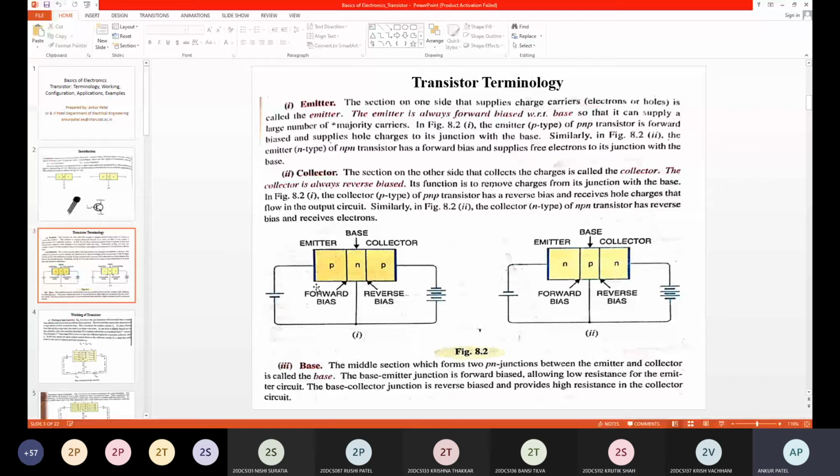Active mode means both circuits should be in forward bias. So in active mode, the transistor can act as an amplifier. That can strengthen the weak signal to a large signal. In active mode, both your input and output should be in forward bias. In saturation, one is forward, one is reverse, and in cutoff mode, both are in reverse bias. So accordingly, you can operate this transistor in active mode, saturation mode, and cutoff mode.